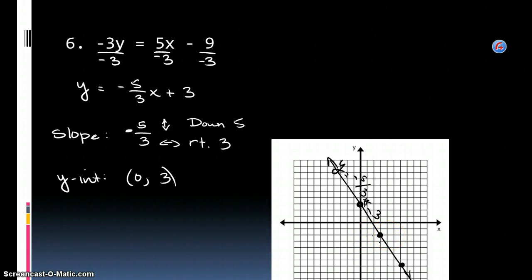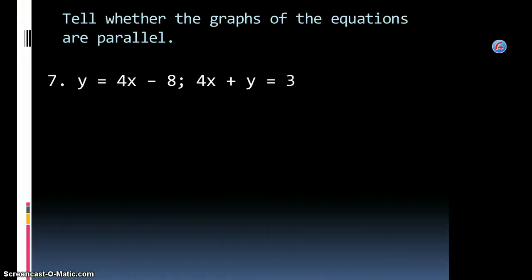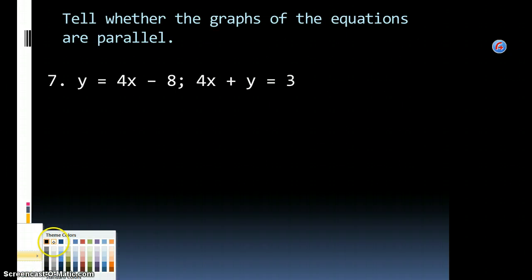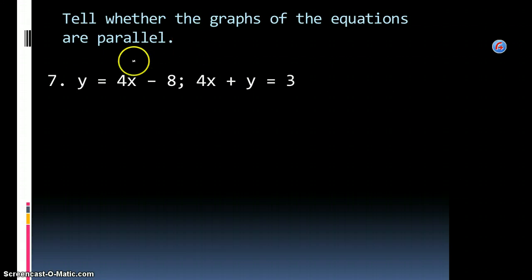All right, keeping it moving. Tell whether the graphs of the equations are parallel. And remember, parallel lines have the same slope. So parallel, same slope for us. I would probably write that on there if you have not done so already. Parallel lines, same slope. So how could I tell if they're parallel? Well, I just basically need to find the slope of each line.